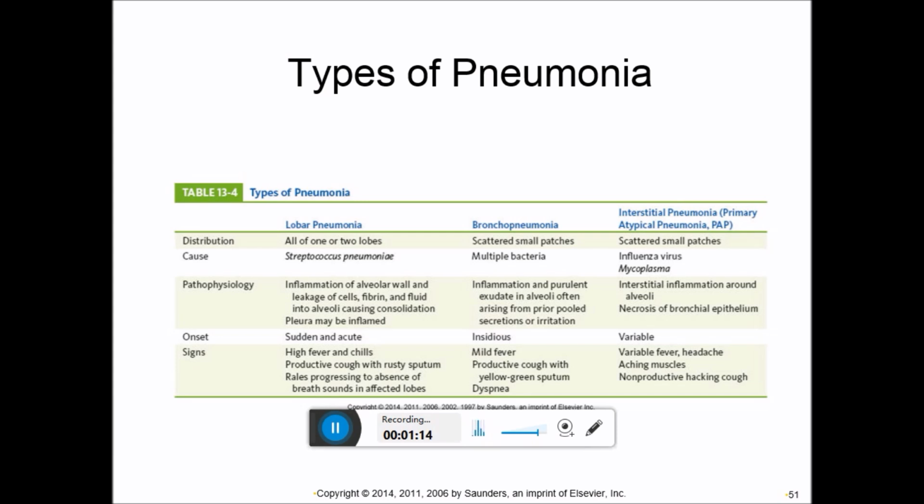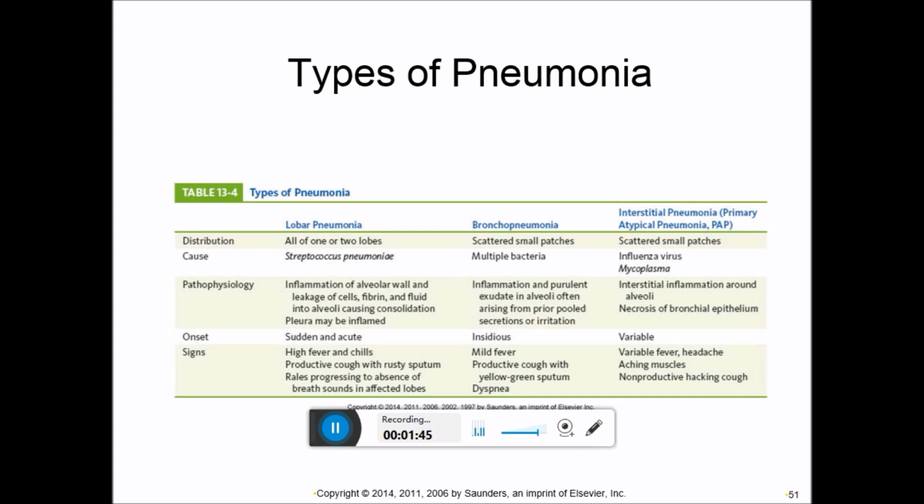This is affecting basically the alveoli, the wall of the alveoli. This is affecting more of the bronchi, and it affects also the alveoli. Interstitial pneumonia is called interstitial because it affects actually the interstitium around the alveoli. Lobar pneumonia is sudden, acute. Bronchopneumonia is insidious, so it goes slowly. Atypical is atypical, so you don't know. It's not typical to anything.